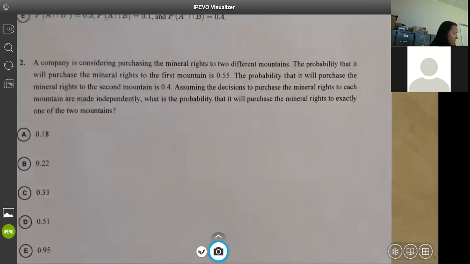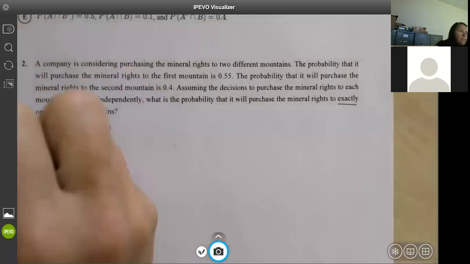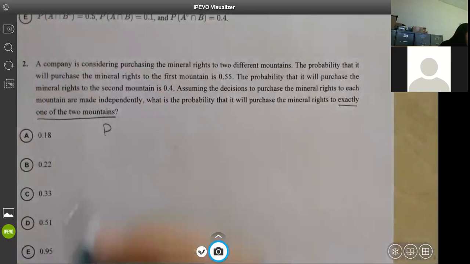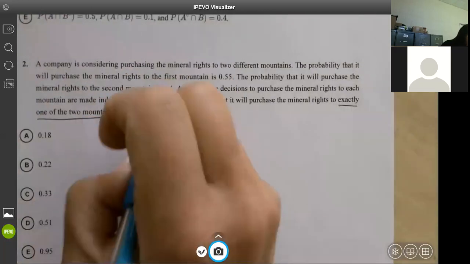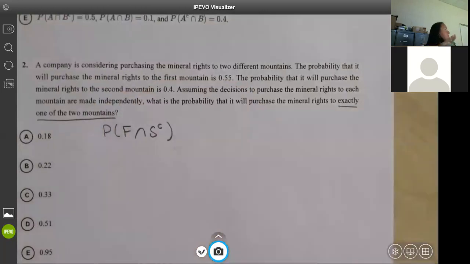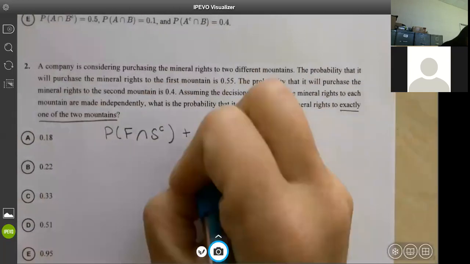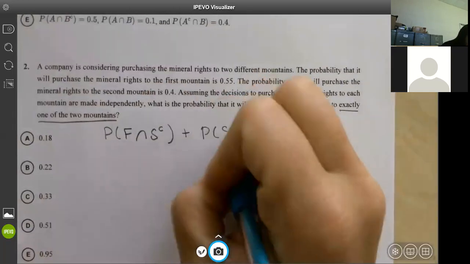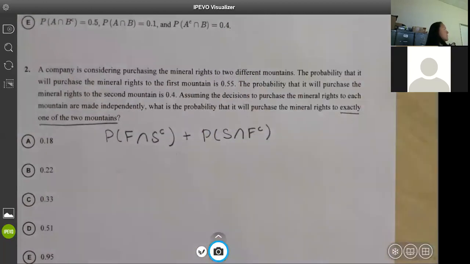So when we do this one, it says exactly one of the two. So we're going to do the probability of the first and not the second. So they're just going to purchase the one, but not the second one. Does that make sense? Or, which means a plus, they're going to purchase the second and not the first, but they will not purchase them together.